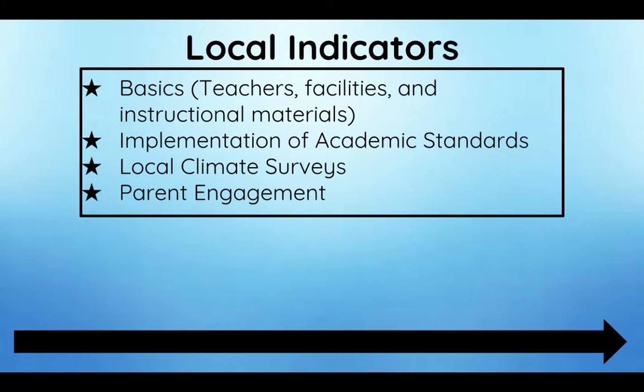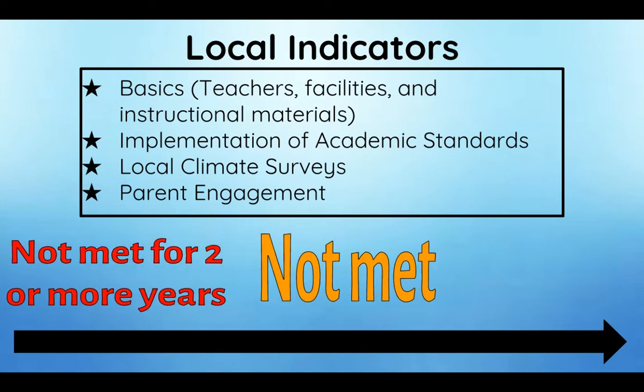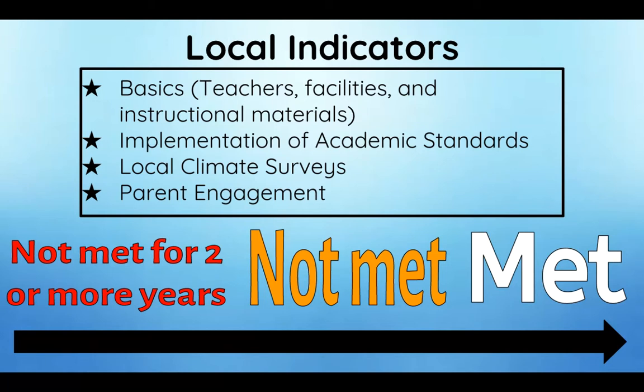Districts will use the local indicators to evaluate and report their progress on priority areas. These local indicators will require districts to determine and report whether they have not met for 2 or more years, not met, or met for each applicable local indicator. The first local indicator is basic conditions, which includes teacher qualifications, safe and clean buildings, and textbooks for all students. The remaining local indicators include implementation of academic standards, school climate surveys, and parent involvement. Local indicators will become available in the near future.